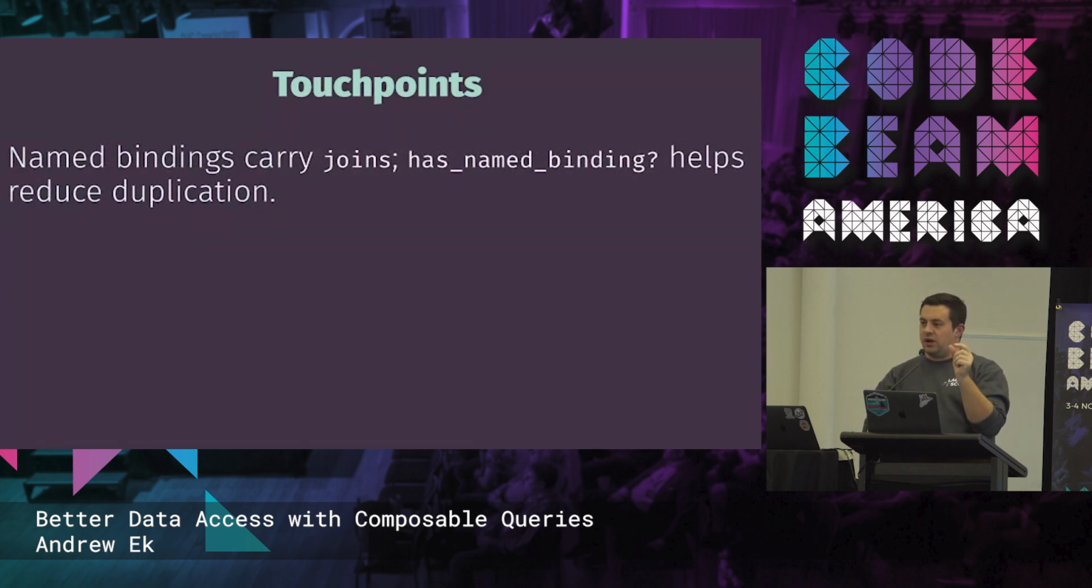Joins are typically where composable queries start falling apart for most developers. As soon as you have joins, the first time you try a composable query, usually it falls apart. But with the named bindings, using as, and with the has named bindings, most of that trouble goes away. Not all of it, but most of it, which gets pretty cool.